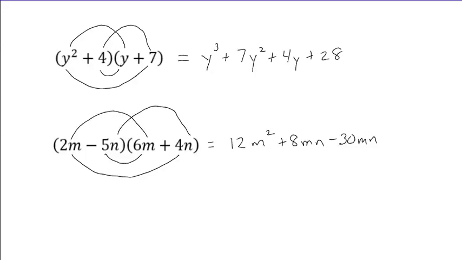And then last but not least, once again, we have our lasts. Negative 5n times positive 4n. Negative 5 times positive 4 is negative 20, and I have n squared. Like the first problem, we do have a pair of like terms here right in the middle, so I'm not done until I combine those like terms. The 12m squared stands alone. I have 8 minus 30, that is a negative or a minus 22mn. And then finally the last term, minus 20n squared.